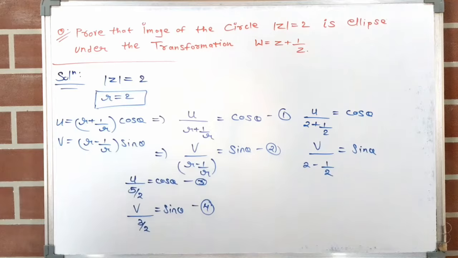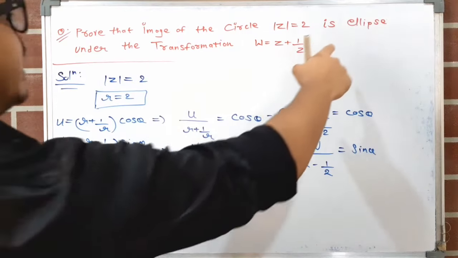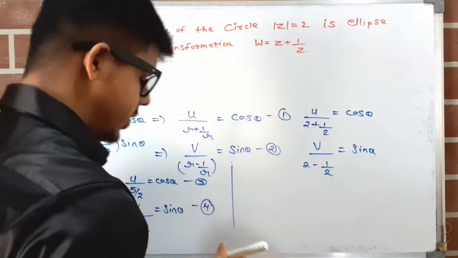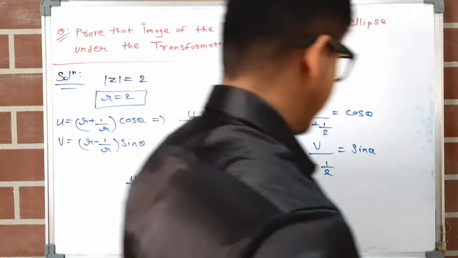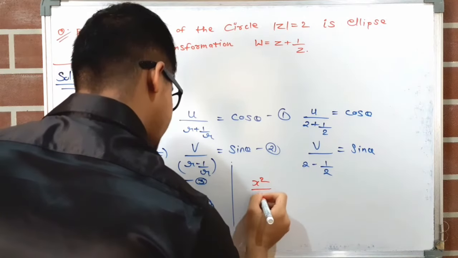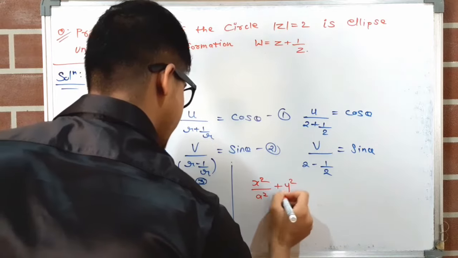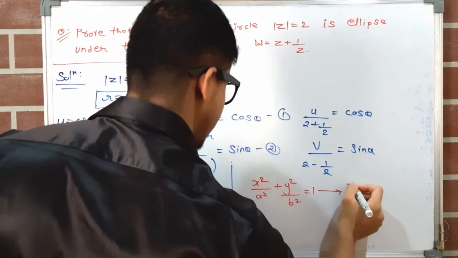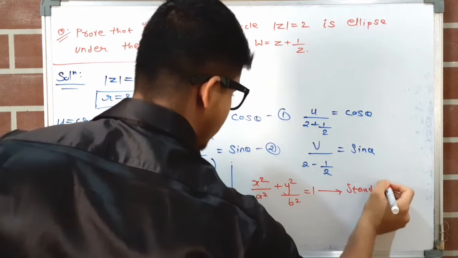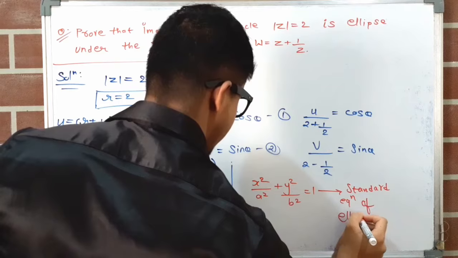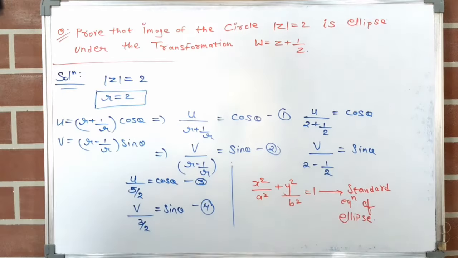Okay, so now here an ellipse is given. So what is the standard equation of the ellipse? The standard equation of the ellipse is x square by a square plus y square by b square equals 1. This is the standard equation of ellipse. Okay, so remember this.